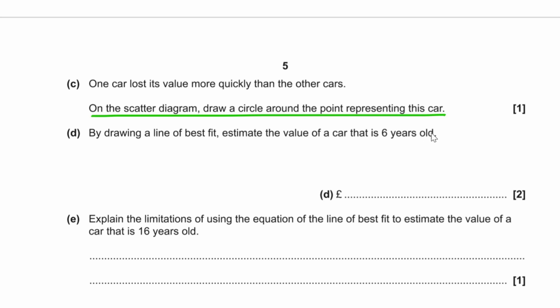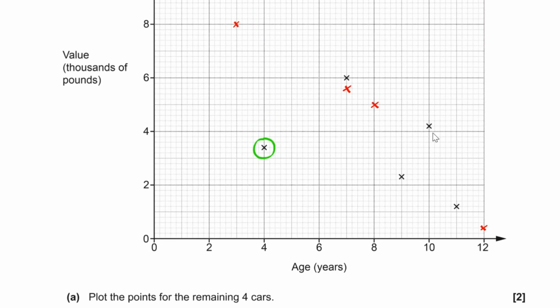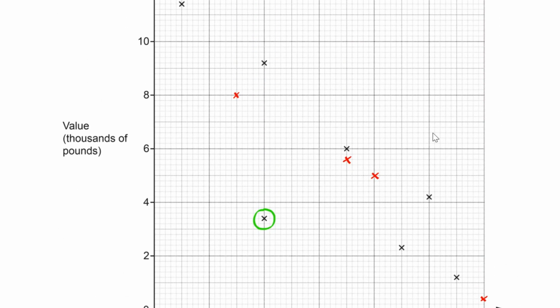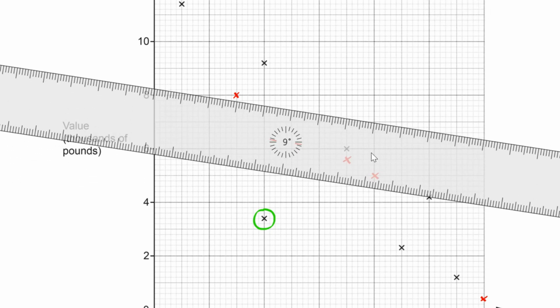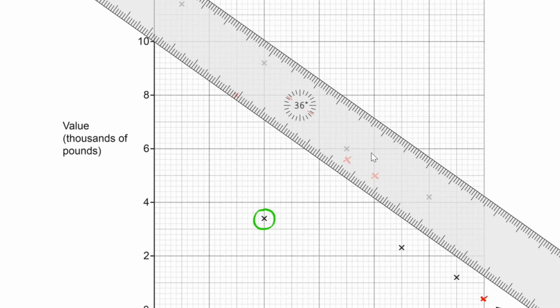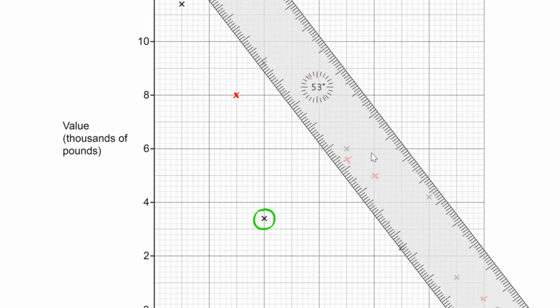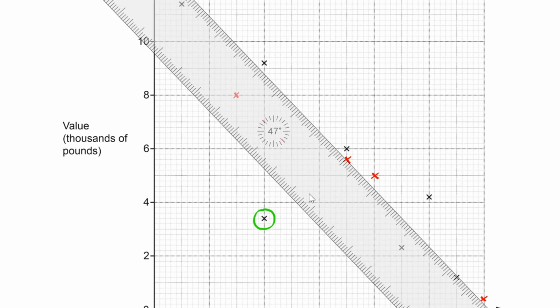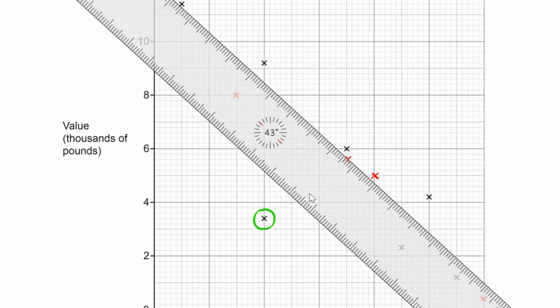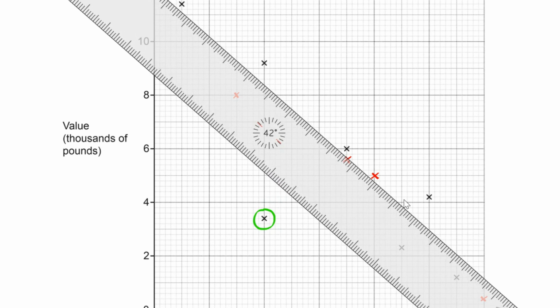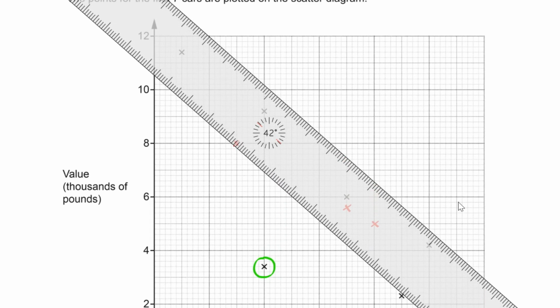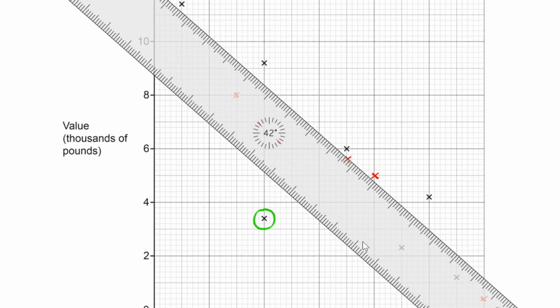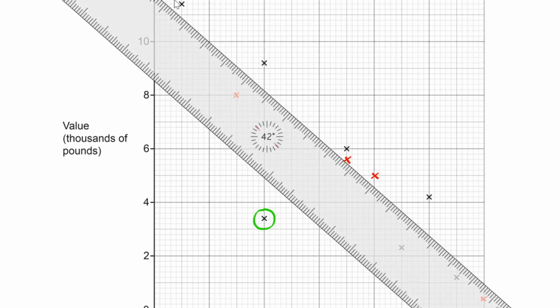Okay, and then for part D, by drawing a line of best fit, we have to estimate the value of a car that is 6 years old. So what we have to do now is draw a line of best fit. So if we grab our ruler, we want the same number of points above the line as we have below the line. So something like this will do for the line of best fit.